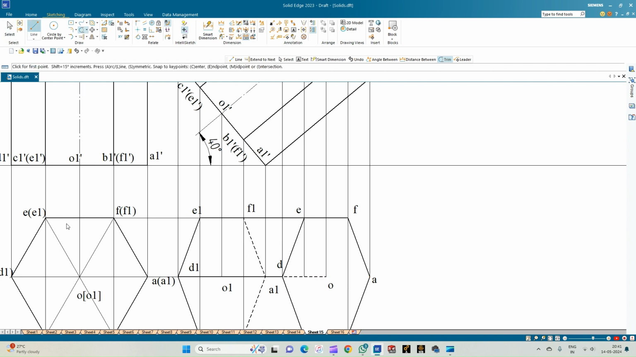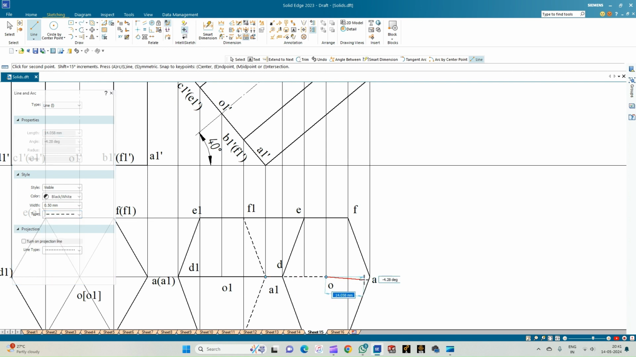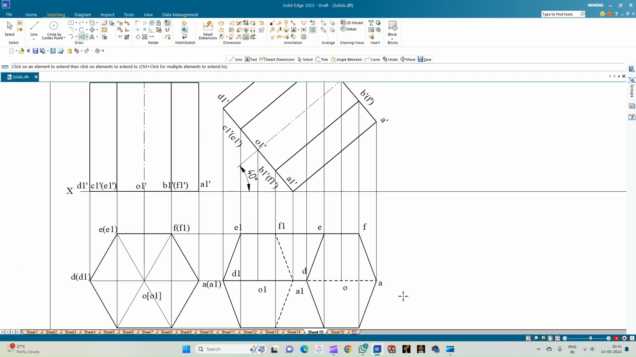So let me select the dotted line. From O to A, I'll make it a separate line so that I'll be getting the point O. Okay, so with this, we have completed the top view of the hexagonal prism when its axis is inclined to the HP at an angle of 40 degrees.